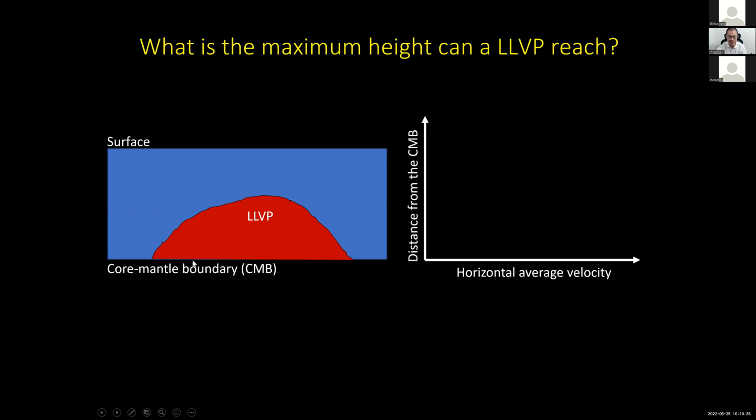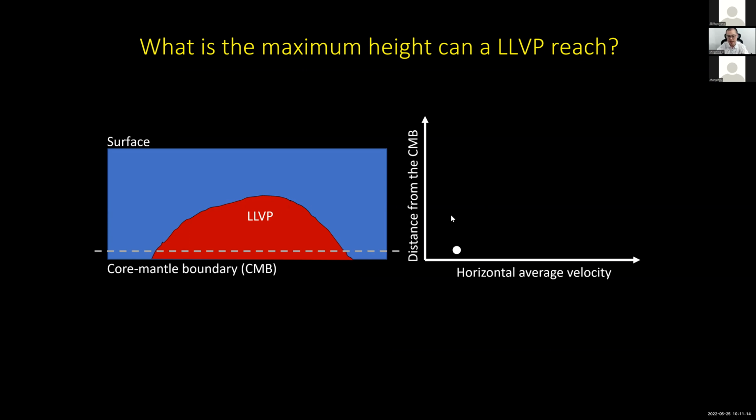It's very simple, and here is just one example. It's actually a cartoon in this left figure. The red means there is LSVP. As you can see, usually the LSVP is wider at the bottom and narrow at the top. On the right figure, the horizontal axis is the horizontal average velocity, and the vertical axis is distance from the CMB. For example, if I draw a horizontal line here and calculate the average seismic velocity at this step, I get one value.